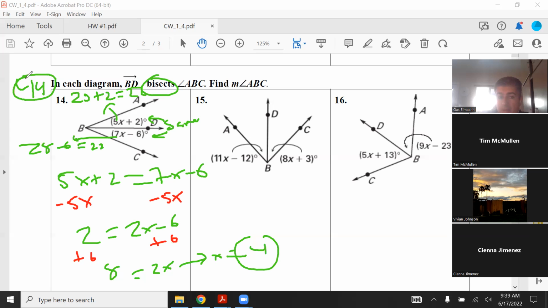And that's a great way of checking your work too, because when you plug in whatever you solved for x into each angle, they should be the same, right? If they're not the same, then you made an algebraic mistake or maybe a careless arithmetic error. And then once you get the measure of each of the smaller angles, add them up and you get the big angle. That's what you're supposed to do for 15 and 16.